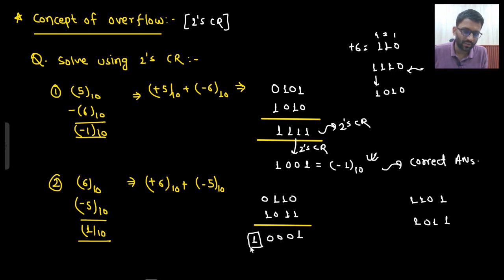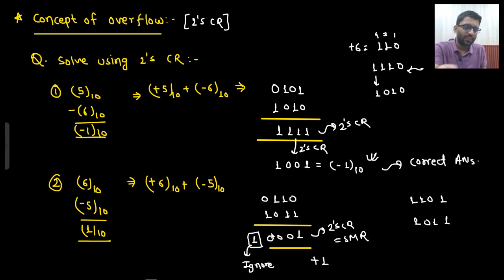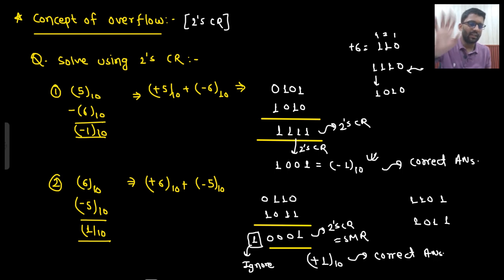Carry is being generated. Ignore the carry. Now this is your final answer, which is in 2's complement form only. But since you can see the sign bit is 0, that means this 2's complement representation is equal to the sign magnitude representation. So the answer will be plus 1. This will show the sign, and this will show the magnitude. So plus 1. That's the answer. Again we are getting the correct answer. Right? Till now there is no problem.